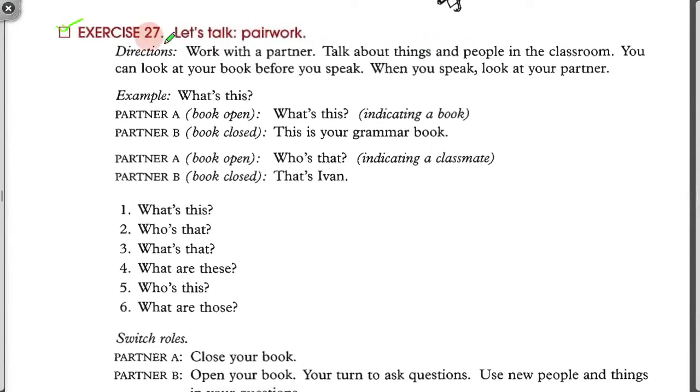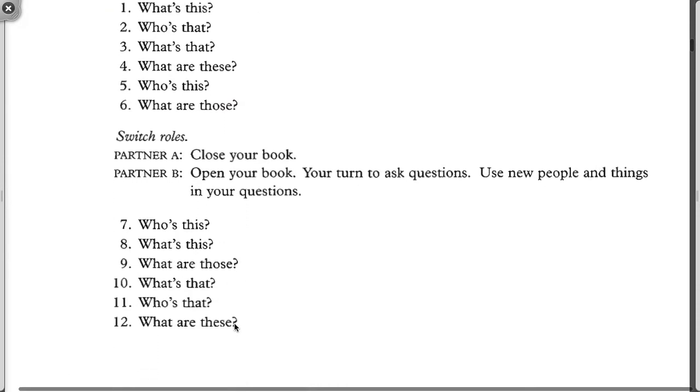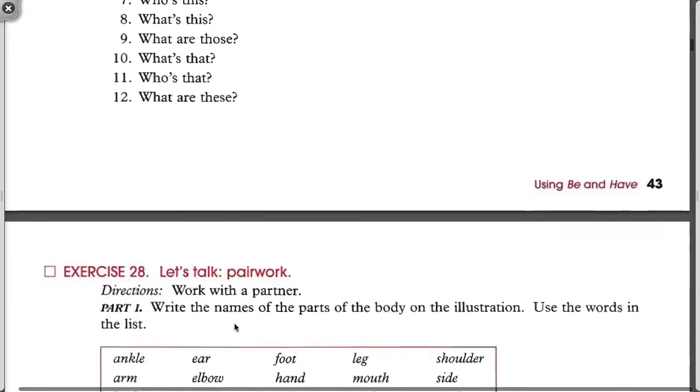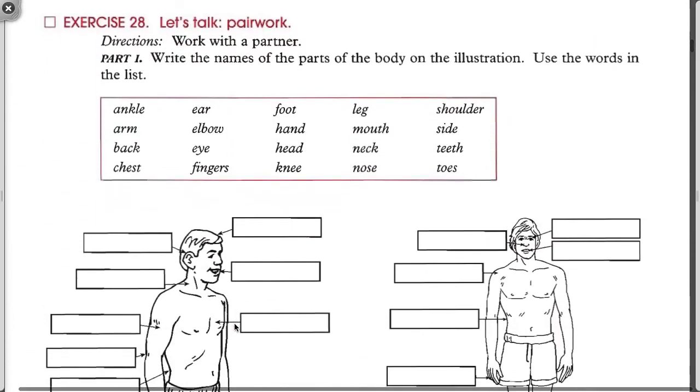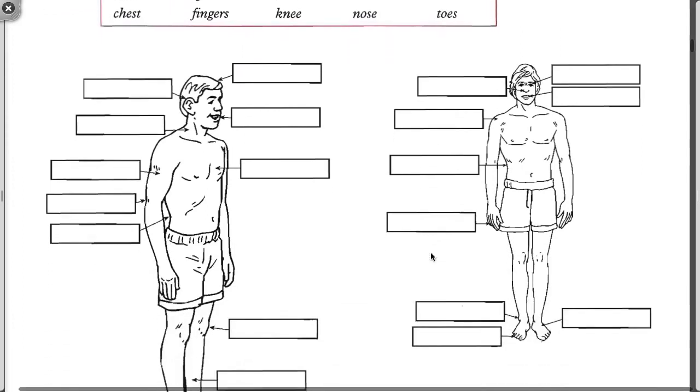Exercise 27, more pair work. What's this? This is your grammar book. Who's that? That's Ivan. So practice these questions with your partner. What's this? Who's that? More pair work with your partner. Again, exercise 28, you talk with your partner. Write the names of the parts of the body here. So you would use this vocabulary. Okay, so please complete that on your own. We're going to keep going.